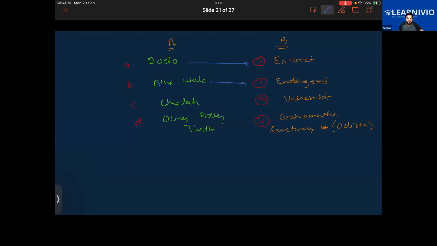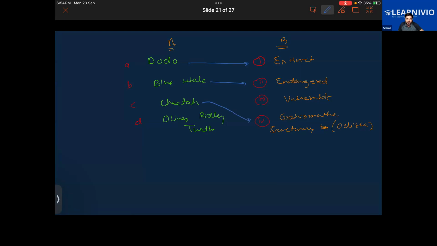Vulnerable. Fourth one. Sir, Odisha. Okay, Gahir Mata Sanctuary. Are cheetah present in Gahir Mata Sanctuary? I think, yeah, they are present there. Okay, in Gahir Mata Sanctuary, cheetah is present there. Getting it now? As of now, cheetah is neither vulnerable nor endangered. Okay, so cheetah is there.